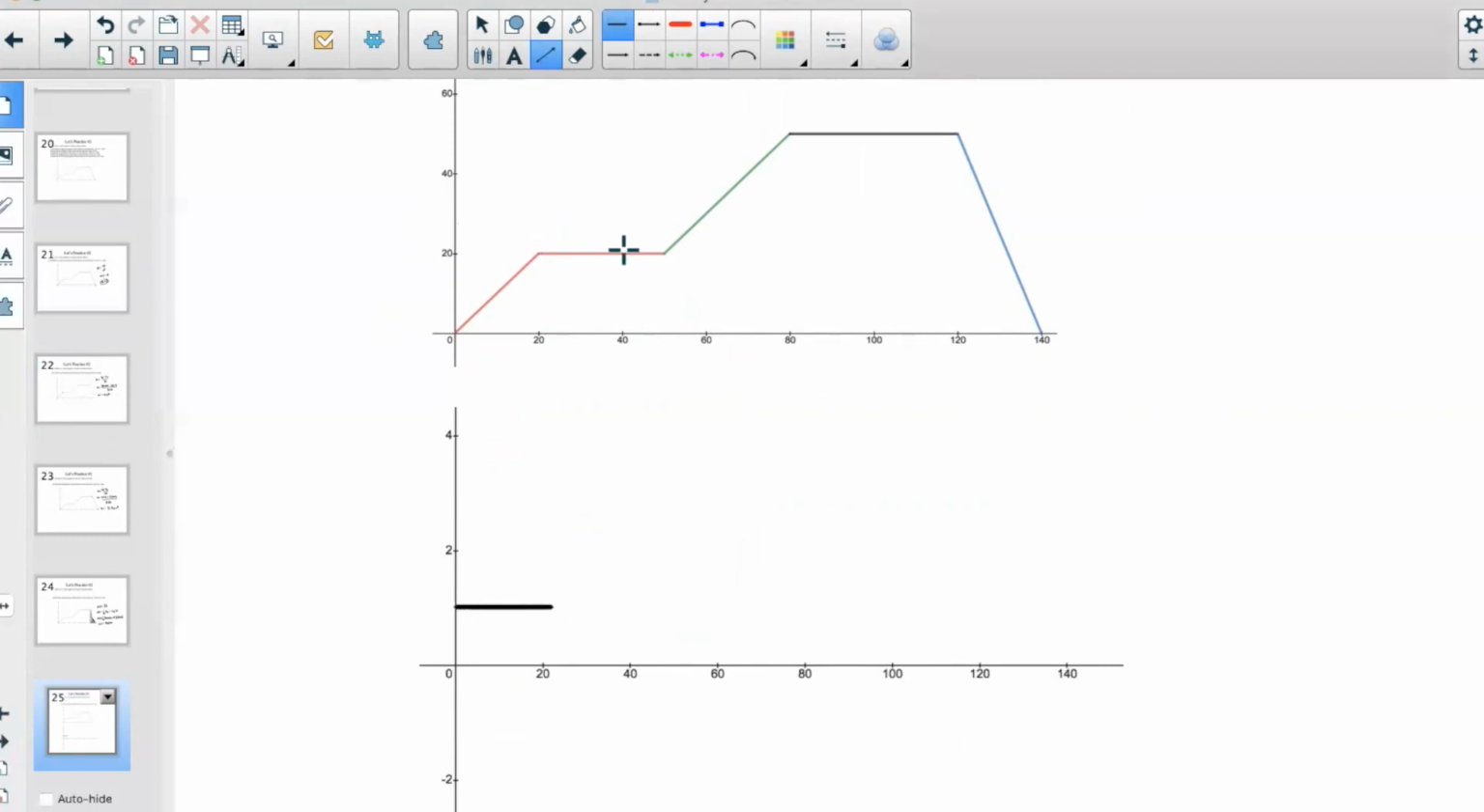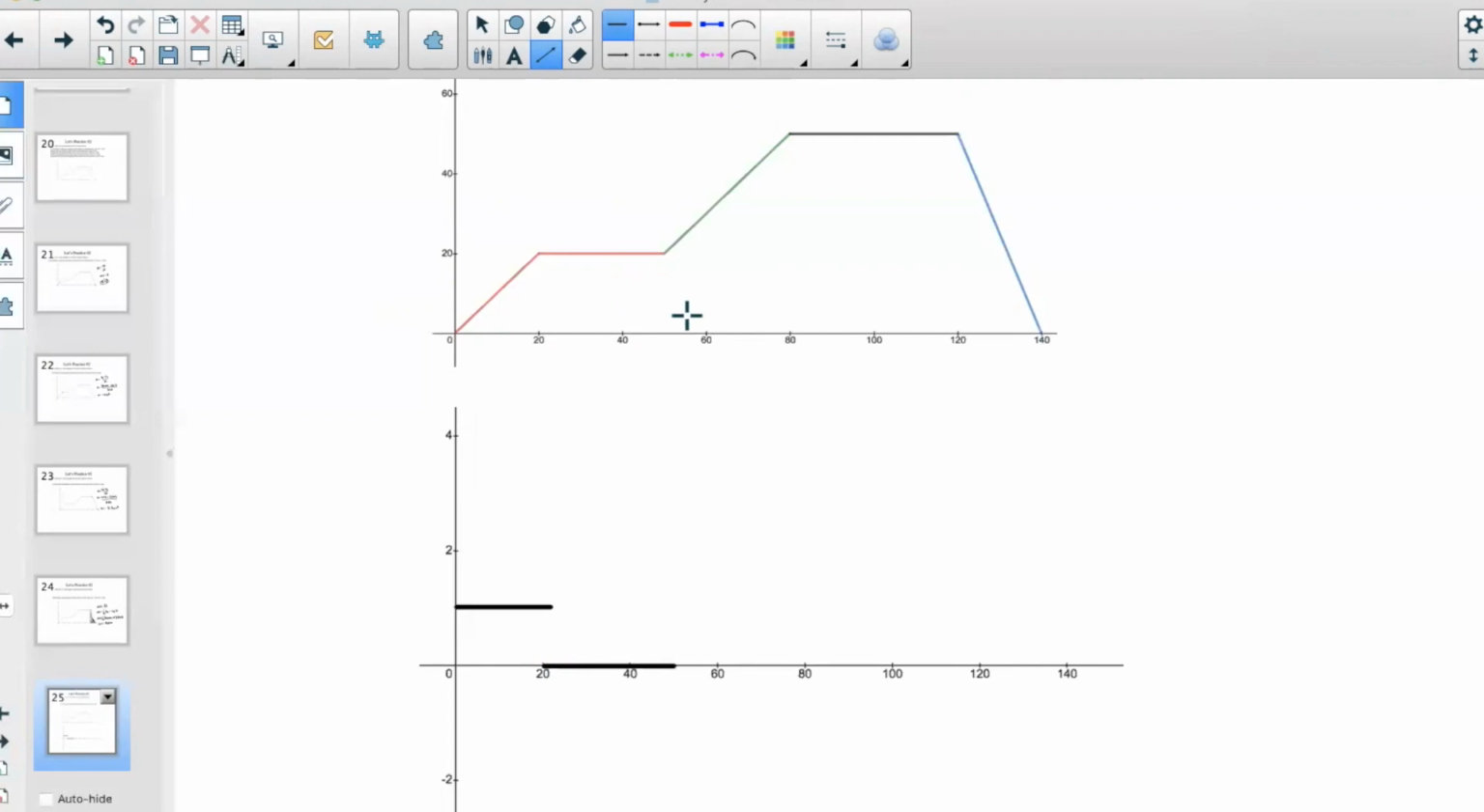Then from time t equals 20 seconds to t equals 50 seconds, we can see that there's no change in velocity. So the acceleration must be 0 over that time interval. Now, what you can do is you can draw a directly vertical dotted line or straight line connecting these 2 points, but it's not necessary since the acceleration change is instantaneous.